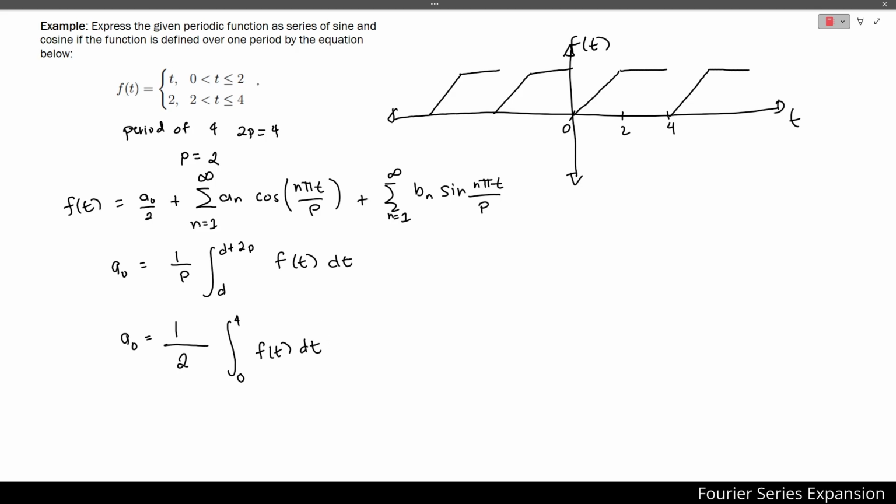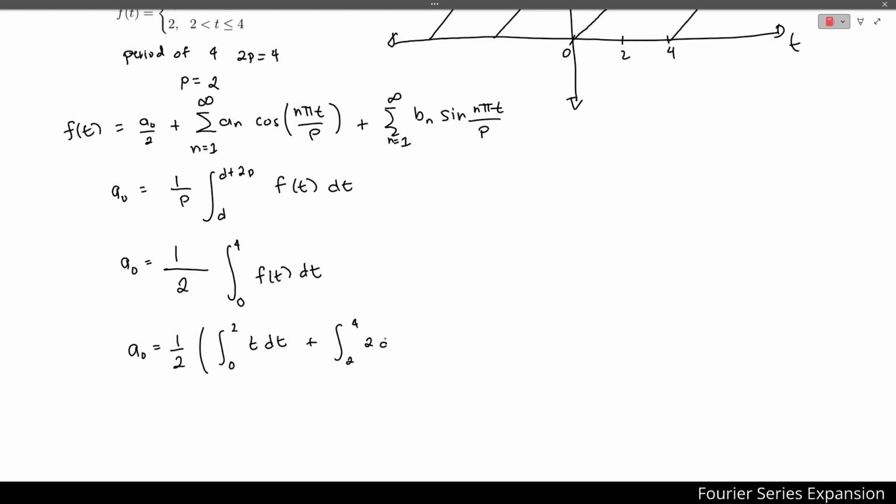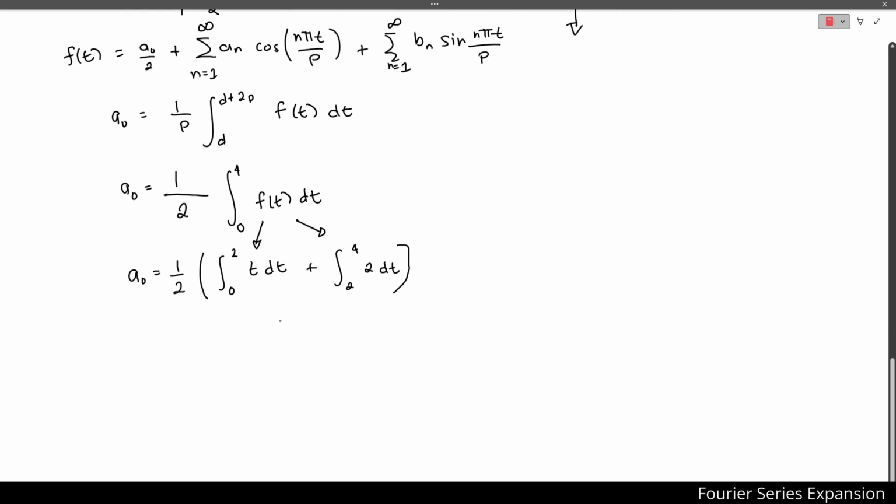Since your function is nahati sa dalawa, we can also hatiin sa dalawa itong integral. Kaya dito, 1 half, integral from 0 to 2 of t dt plus integral from 2 to 4 of 2 dt. Ang ginawa na natin dito, hinati natin itong function into its two component functions. The one from 0 to 2 and the one from 2 to 4. Okay?